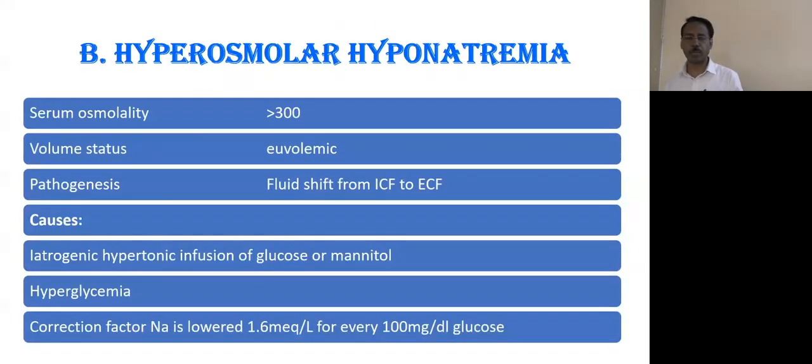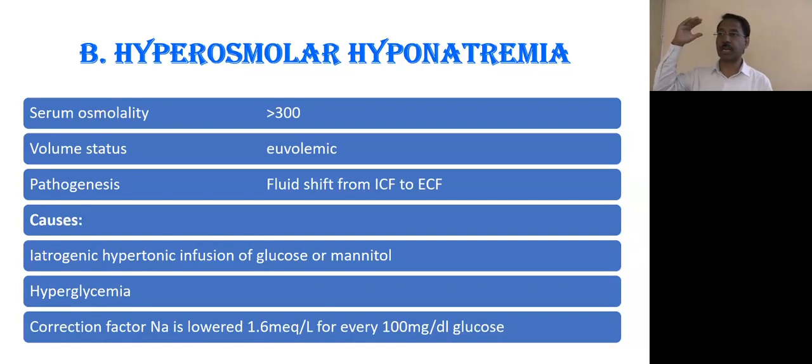The second is hyperosmolar hyponatremia. Now, technically, osmolality should not increase in a patient with hyponatremia if it is purely hyponatremia. So there's something that adds on to the osmolality of the blood, which gives a hyperosmolar state even though the sodium that we are measuring is low. Again, the volume status would be euvolemic. Usually, there's a fluid shift from the intracellular space to the extracellular space. And usually the common reason for this is a high glucose level in the blood.